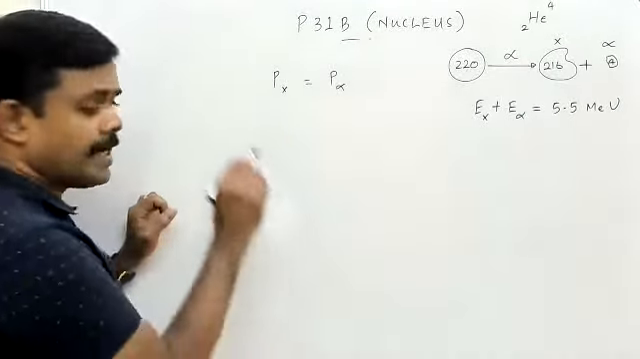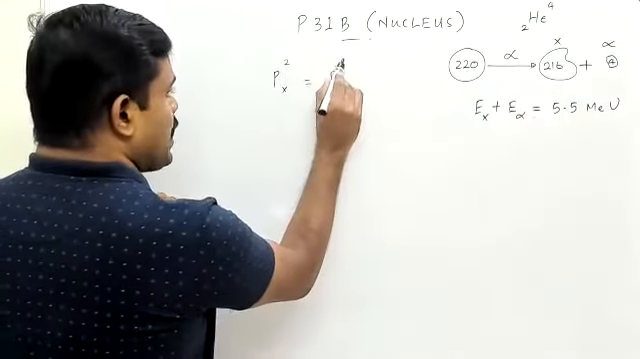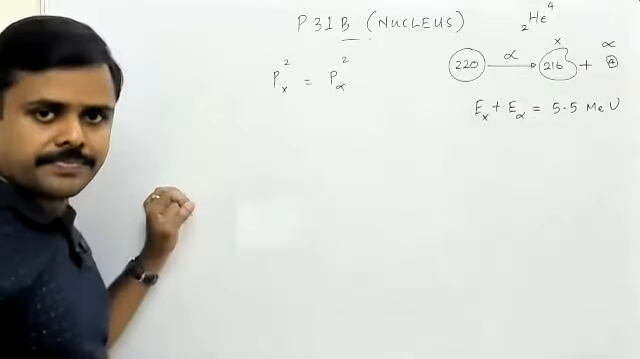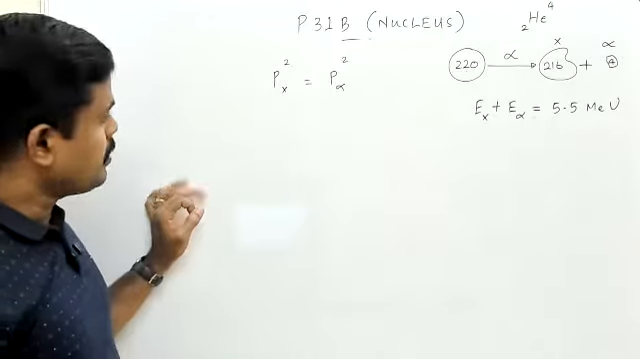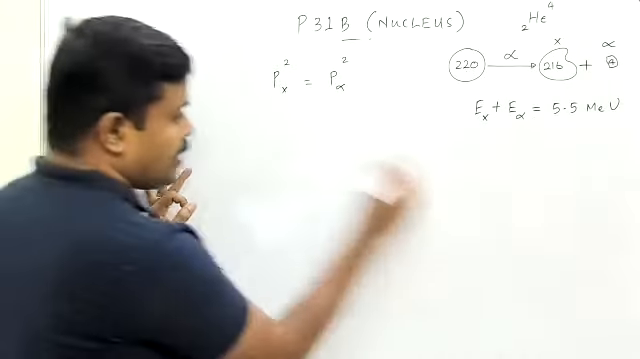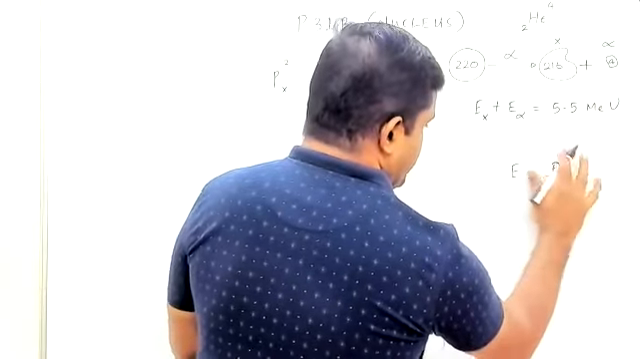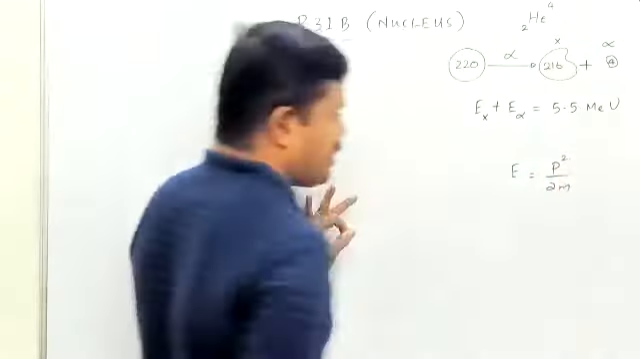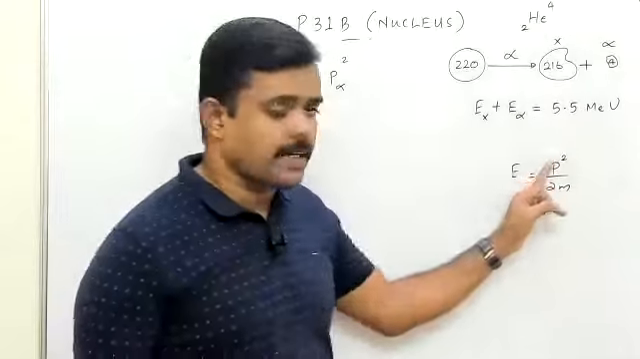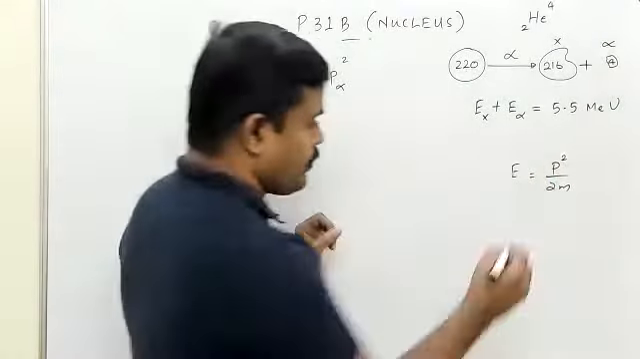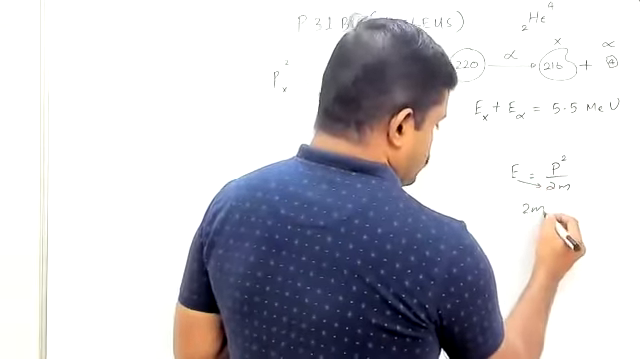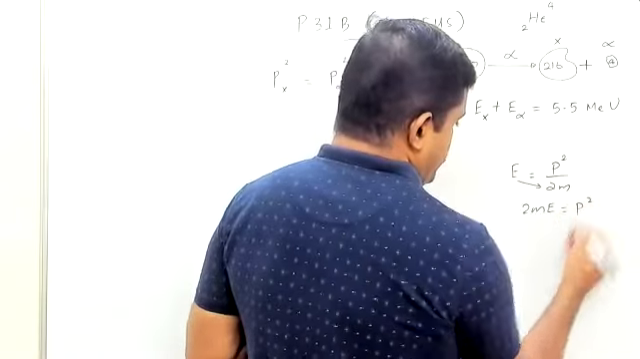If I square it on either side, P_alpha squared is equal to P_X squared. But P can be written in terms of E. Hope you remember this equation: E is equal to P squared by 2m. Kinetic energy and momentum are related by this equation. If you cross multiply, you can write 2mE is equal to P squared.